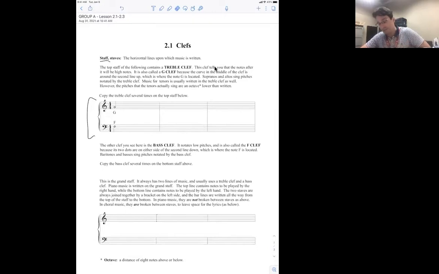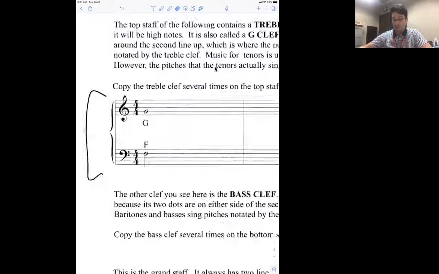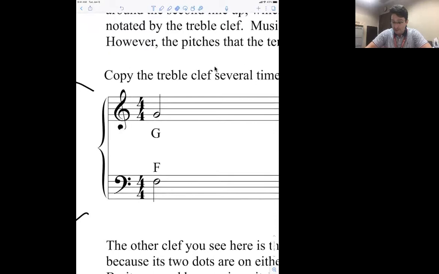Sopranos and altos sing pitches notated by the treble clef, and music for tenors is typically written in the treble clef as well. However, the pitches that the tenors actually sing are an octave or 8 notes below where they're actually written. And for tenors, typically that treble clef includes a little 8 attached to the treble clef that tells you that it is 8 notes below where it is written.